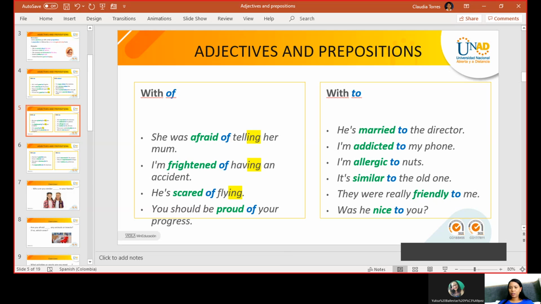Okay, I'm allergic to coconut. Yeah, perfect. Okay, one more. I'm addicted to chocolate.